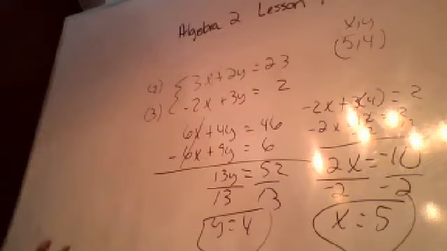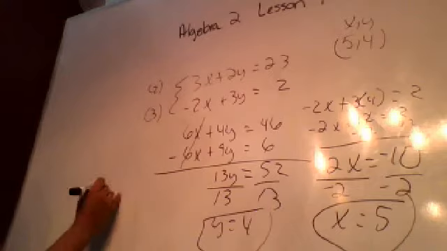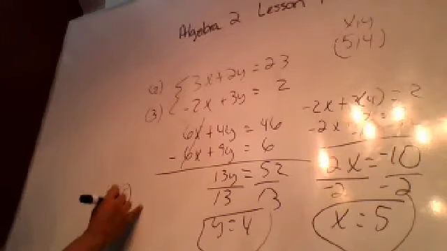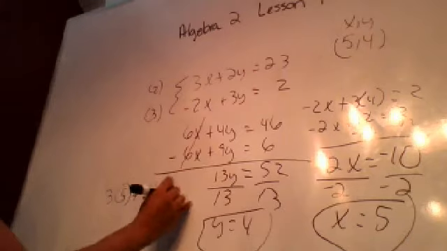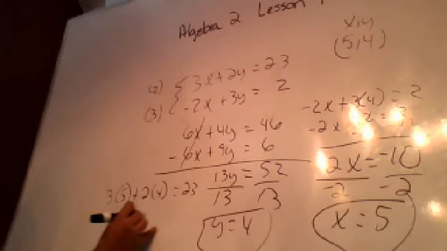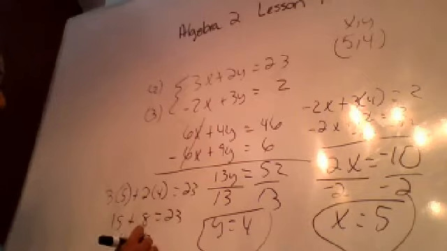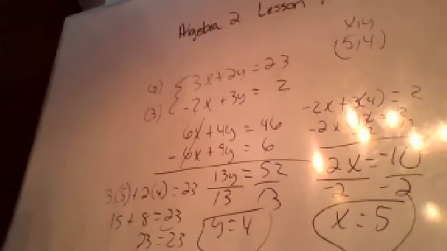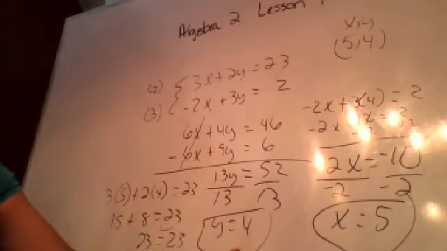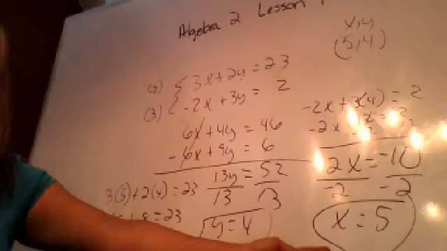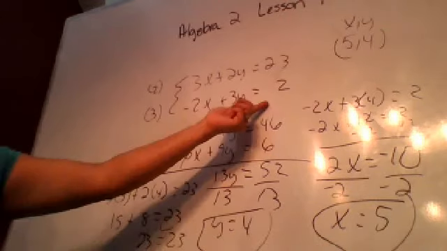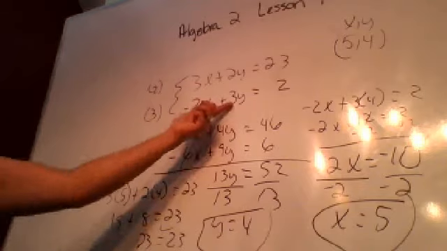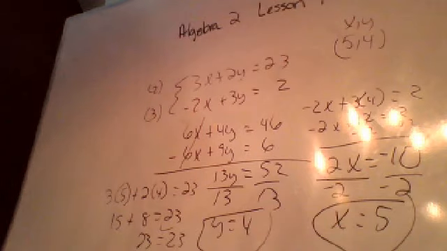So how do I check it? I need to check it in the other equation to make sure it works. So that equation is 3 times 5 plus 2 times 4 should equal 23. Let's see, 15 plus 8 equals 23, and 23 equals 23. So it works. So that is the solution. And you would also go back and double check to make sure you didn't do bad math somewhere, which you could have when solving for x. Put them both back in here, and they should be equal to 2. If it doesn't, you did some bad math somewhere, you need to go back and redo your equation.